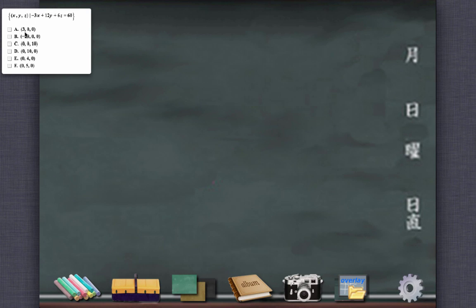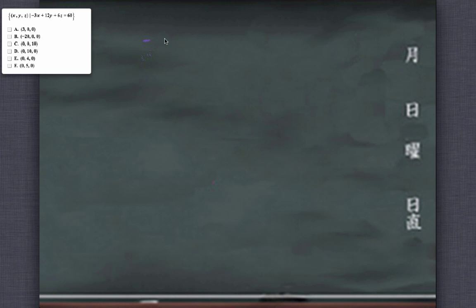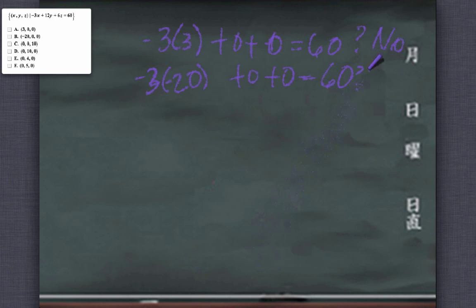So the first one, x is 3, so negative 3 times 3 plus nothing, does that equal 60? And the answer is no, it does not. It's negative 9. Here, negative 3 times negative 20 plus nothing is this 60? Yes, it is, so you would tick that little box. This one we would put in 10 for z, so 0 plus 6 times 10 does equal 60.